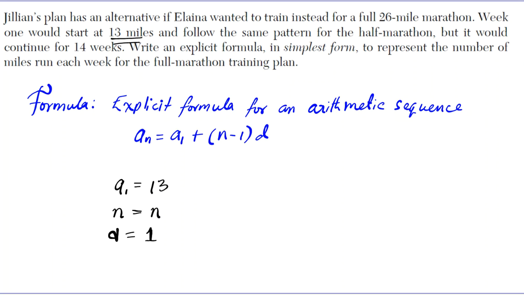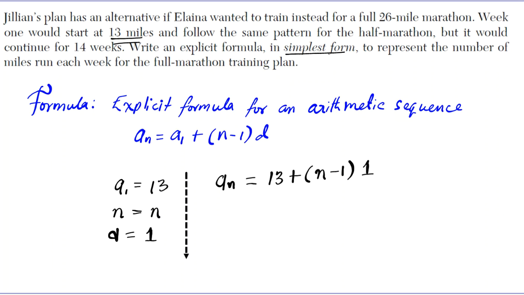So let's go ahead and plug that into our formula. So the nth term, a sub n, we're not looking for the 14th term here. If we were, then we'd plug in 14. But if you're looking just for the formula, just leave n alone. So the nth term is going to be a1, which is the starting term, plus n, just leave it as n since it's a general formula, minus 1 times the common difference, which is 1.